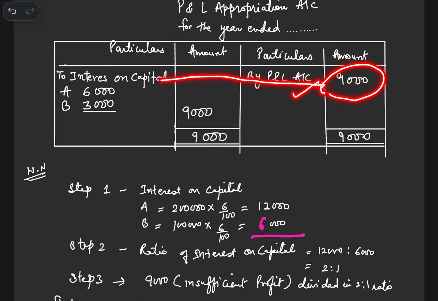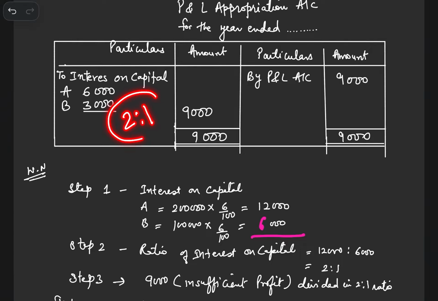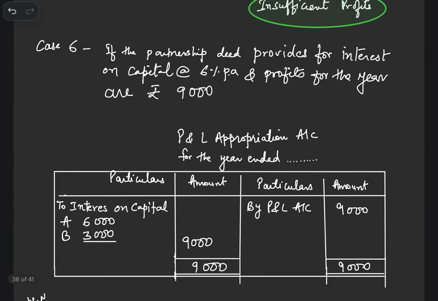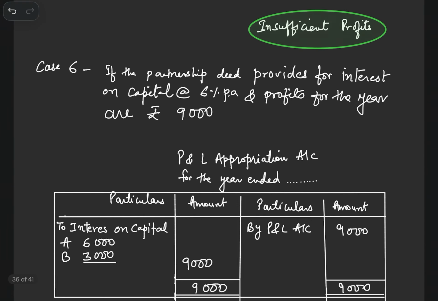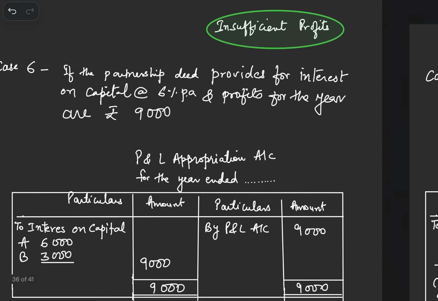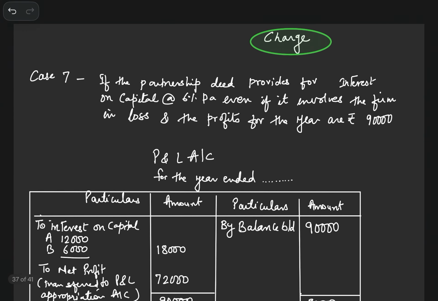These are the insufficient profits given in the question and being given to the partners under the heading interest on capital. But in which ratio? Please see that we are giving it in the ratio 2:1. Right? We are not giving as per the rate 6% per annum. Right? We are giving in the ratio. Which case is this? This is the case of insufficient profits. Right? Let's move on to the next case.